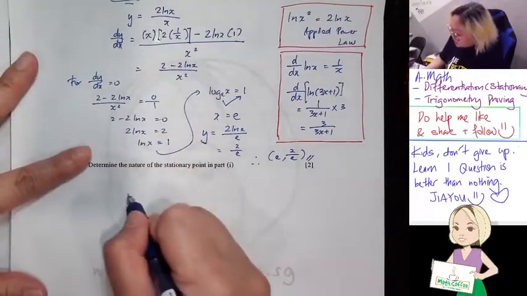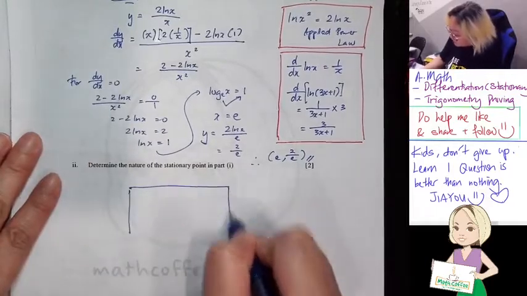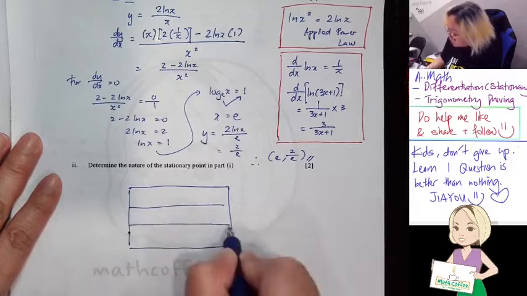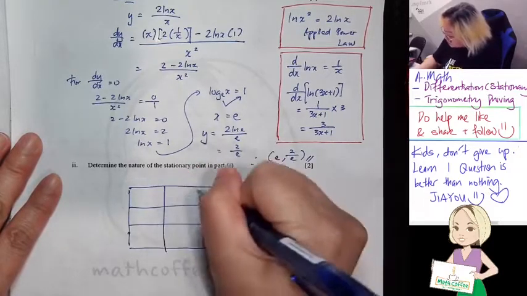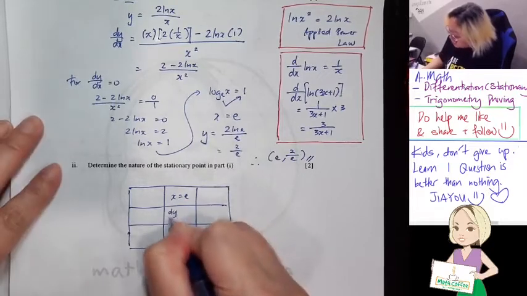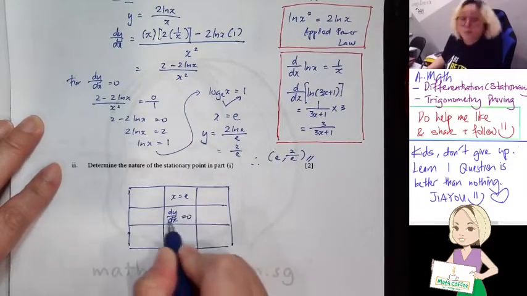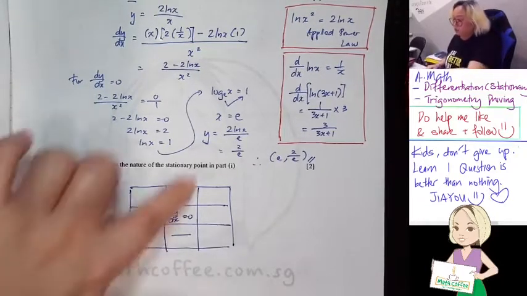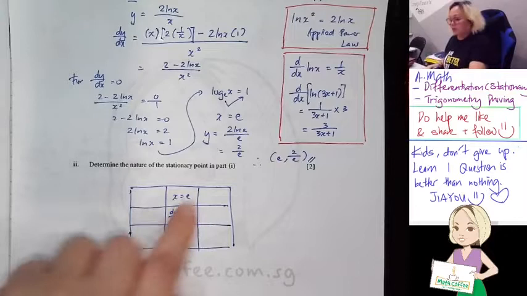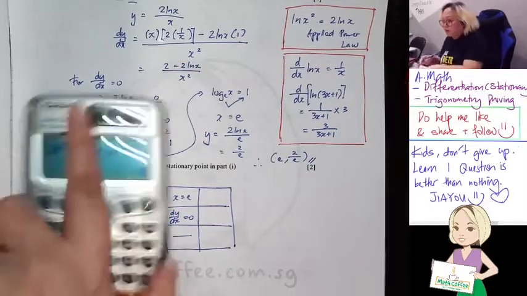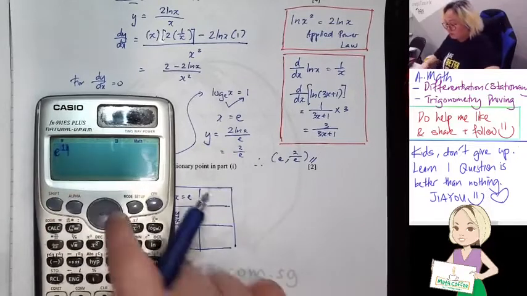Okay, so let's draw out the box. You need to draw a box with 9 boxes. The x is equal to e. This is dy/dx equals 0. dy/dx equals 0 means the gradient is 0. It is a horizontal line. So the middle one is always like that. And then what is the left of e?